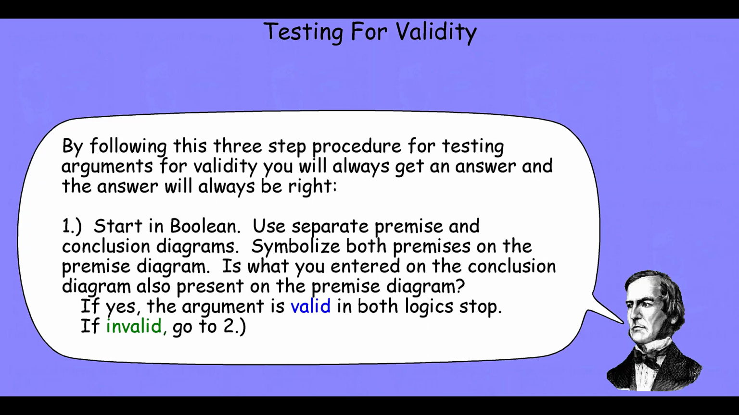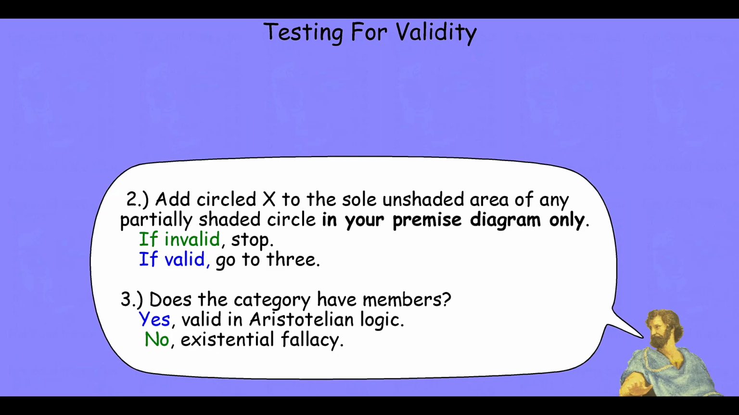If the argument is invalid, then you have to test for Aristotelian validity. When we test for Aristotelian validity, we go back to our premise diagram. But now, because we have more premises, more classes, we just want to use a general rule for assigning our existential circles, our Aristotelian circles. We're going to add a circled X to any premise diagram circle that has 3 of its 4 areas shaded, so that there is only one area where you could put that X, and it's the only X that would be in that circle.